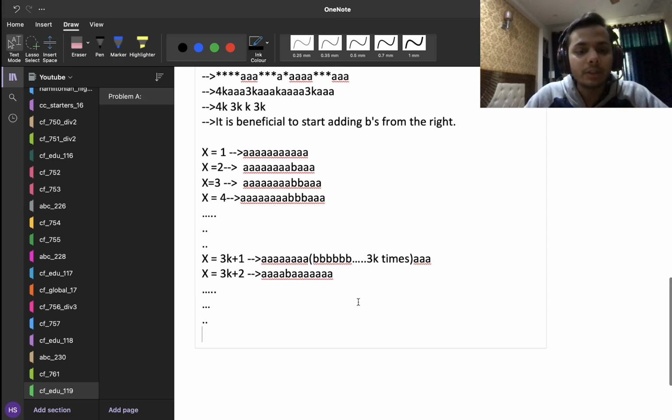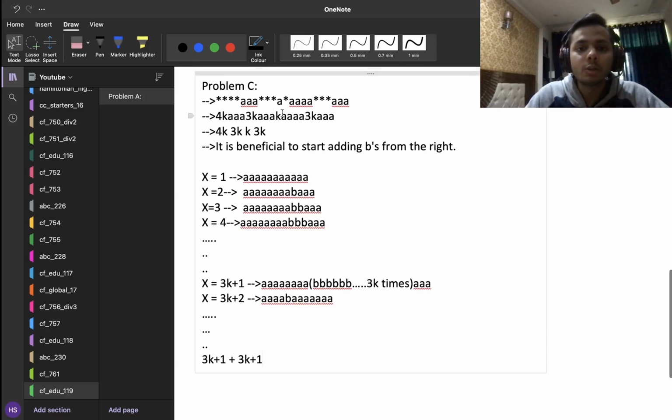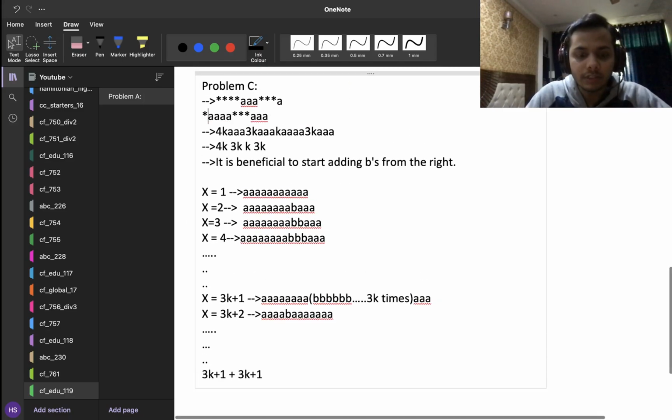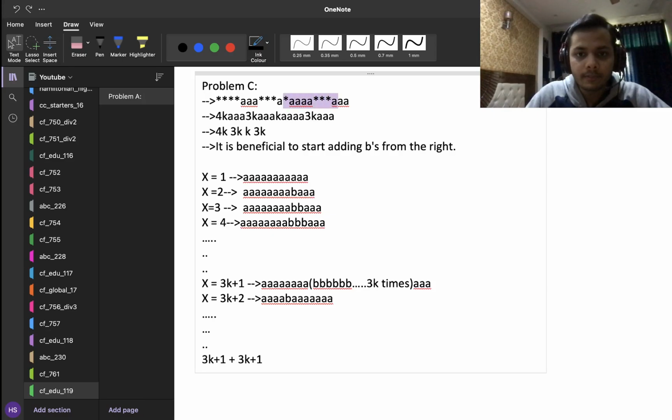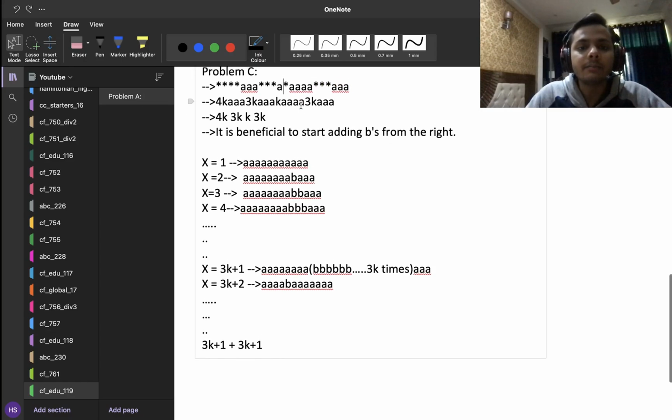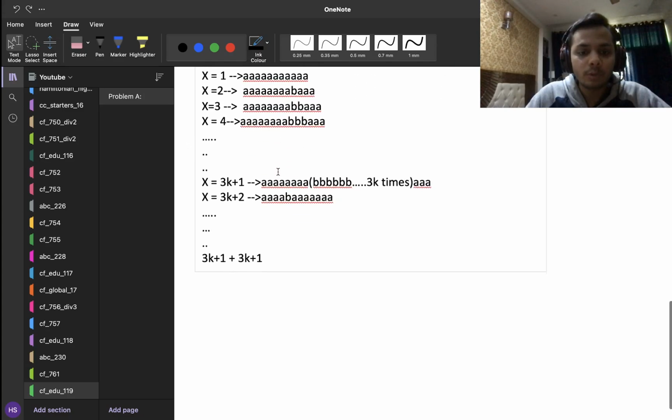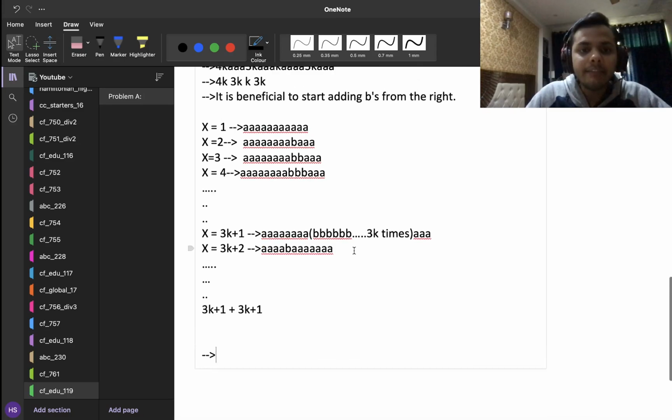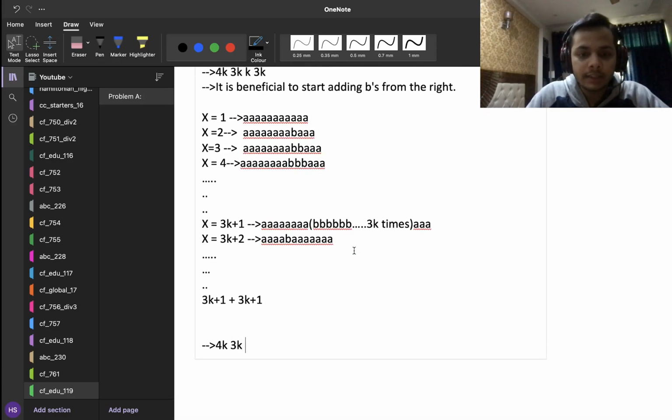Again, how many strings? I already had 3k plus 1 strings, and I can again do 3k plus 1 strings here. So I can do 3k plus 1 times 2, right? So what I proved is that using just this suffix, I can have at most 2 times 3k plus 1 strings, right? And using just this suffix, I can have 3k plus 1 strings. And I can easily extend this observation. So coming back, the array which I had was something like this: 4k, 3k, k, and again 3k, right?